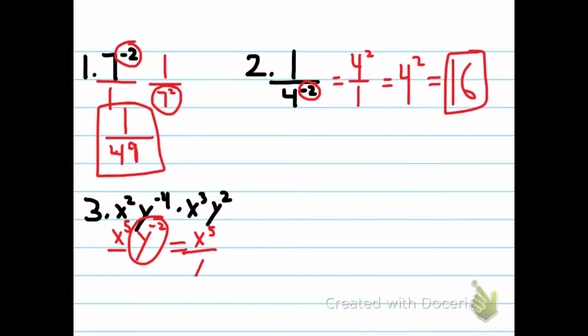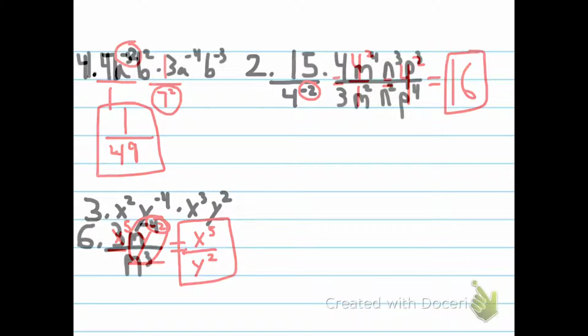So it becomes x to the fifth over y squared. And the reason why we have to do that is because to make this negative into a positive, we have to put it on the other side, or you have to flip it. So that's why we got this in the end. And you don't move this to the other side because it's already a positive. You only move the variable that has a negative to the other side.